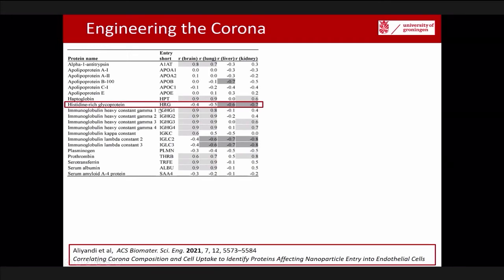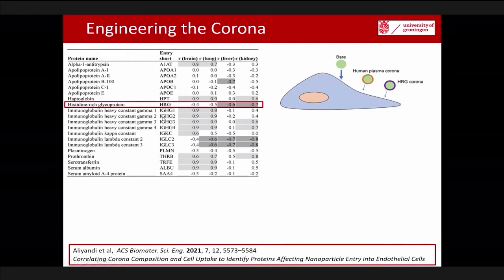This protein is very abundant in the corona, and we saw that it's negatively correlated with uptake. So the higher the abundance of this protein in the corona, the lower the uptake. But correlation doesn't tell anything in itself. We need to validate that it's actually something that mediates an effect.